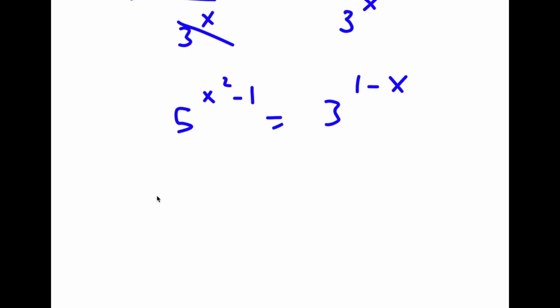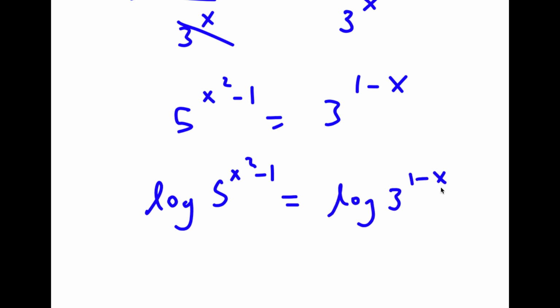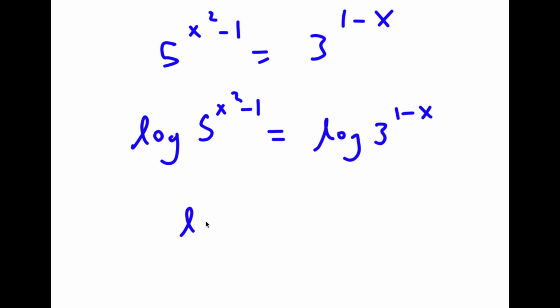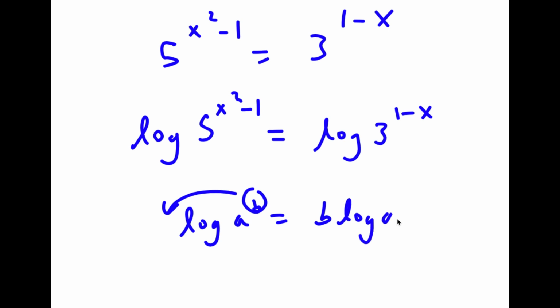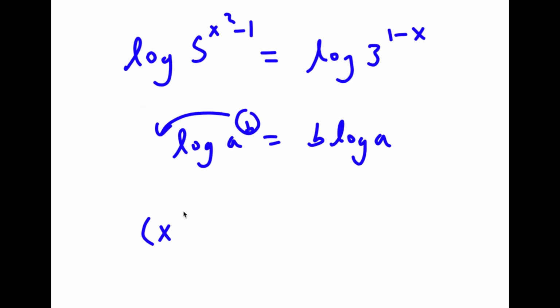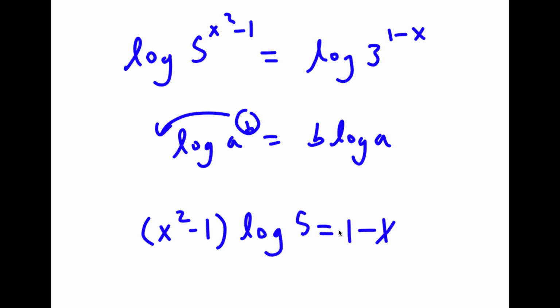Now, if I take the log on both sides, I get log 5 to the power of x squared minus 1 is equal to log 3 to the power of 1 minus x. And if I have something in the form log a to the power of b, I can actually move this exponent b to the front. So this can equal b times log a. So in this case, I have x squared minus 1 times log 5 is equal to 1 minus x times log 3.